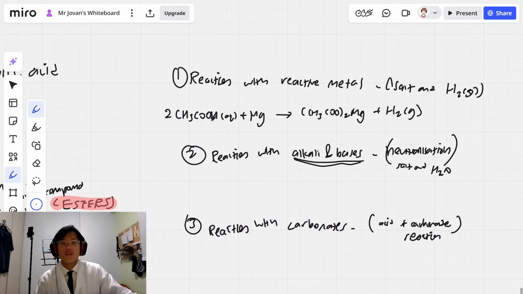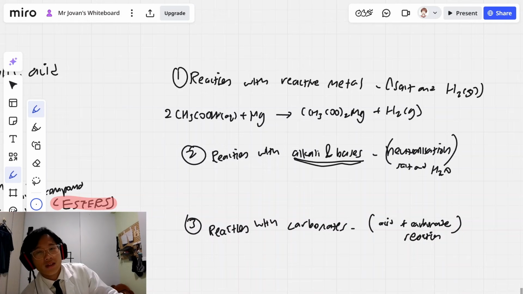Okay, so this is the formula for the carboxylic acid, which is a weak acid, reacting with metal. If you want to learn more about all these reactions, I suggest you go and learn metal. Go learn the topics on salts more.